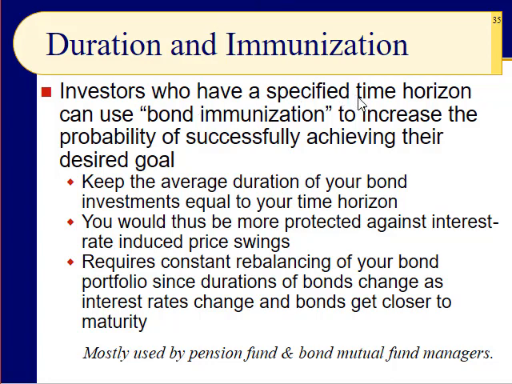Investors who have a specified time horizon can use bond immunization to increase the probability of successfully achieving their desired goal. What you do is you keep the average duration of your bond investments equal to your time horizon. You would thus be more protected against interest rate induced price swings. What's the problem with this?